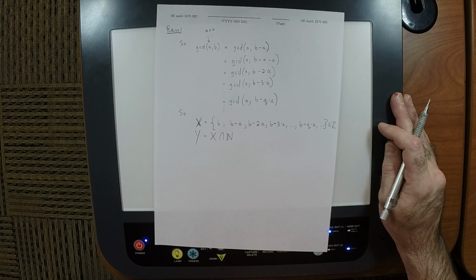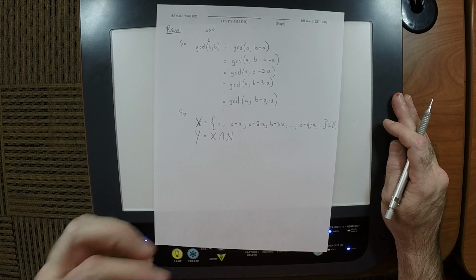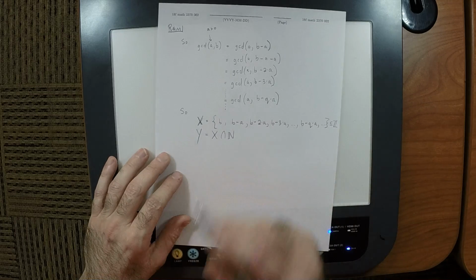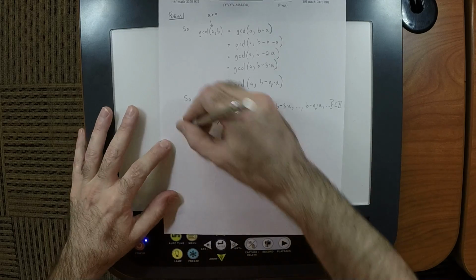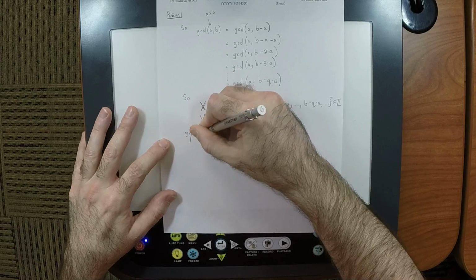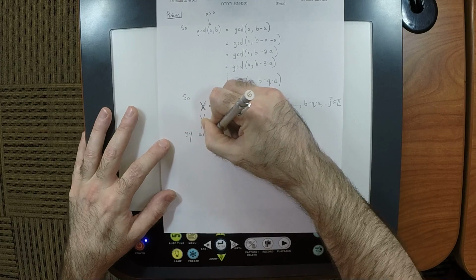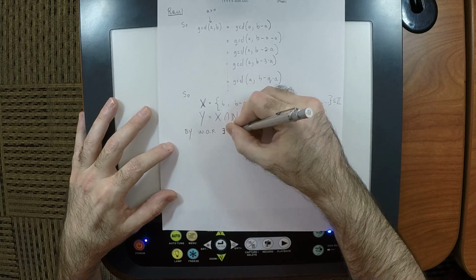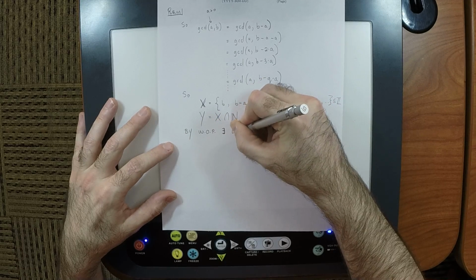And by the well-orderedness axiom, we know that there must be at least one. So there's got to be a smallest thing that's in Y. So by the well-orderedness principle, there exists a least element.